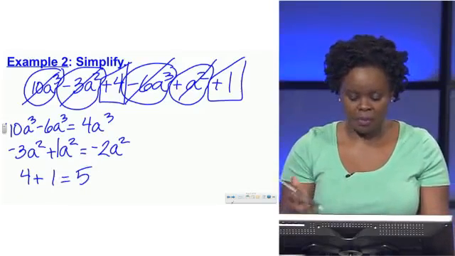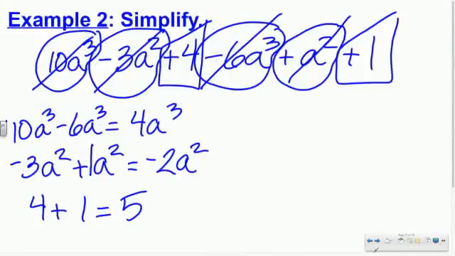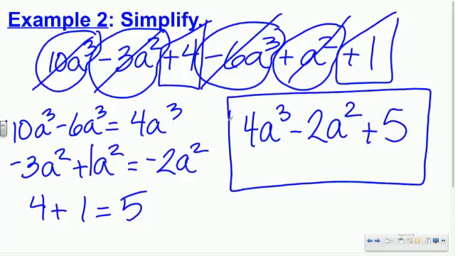And I do have some space over here, so I'm going to write it right here. So essentially just bring all those individual answers together, since we kind of worked out our problem in chunks. So 4a cubed minus 2a squared plus 5, because that 5 down there is positive. And you are all done, because we have it in standard form.